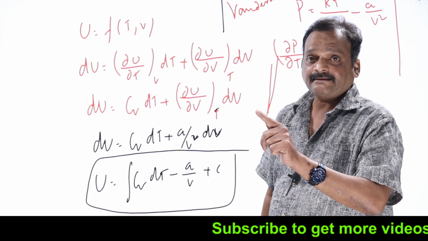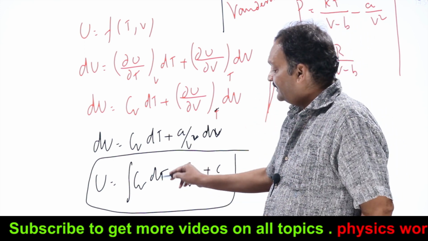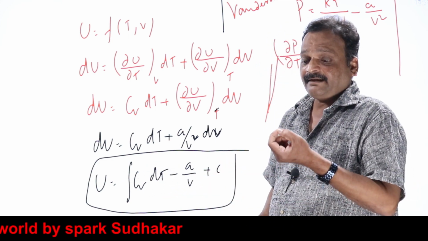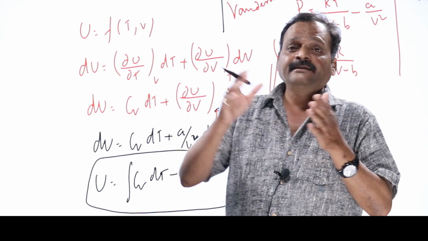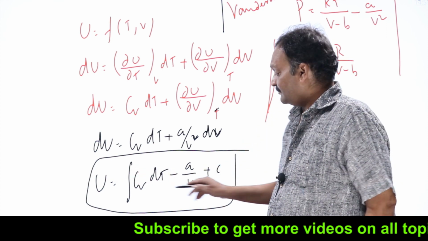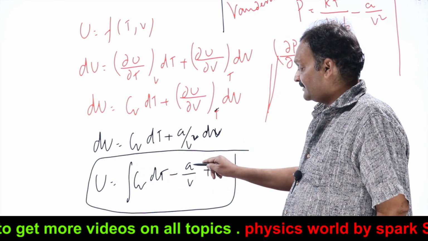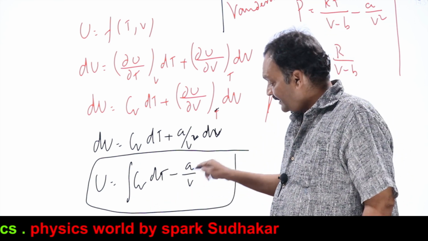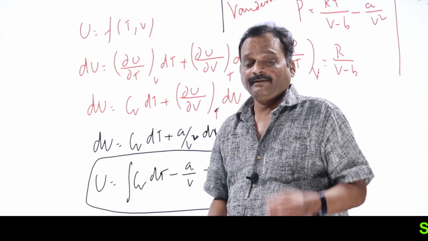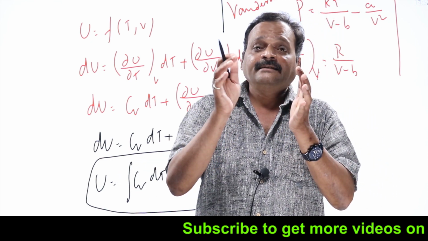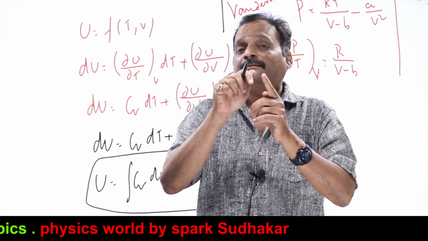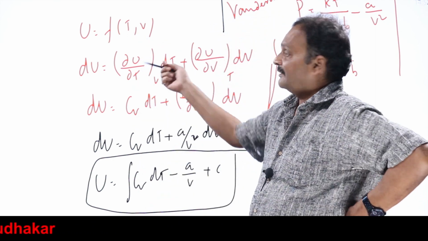In an isothermal process, when you keep temperature constant, dT is equal to 0, the first term vanishes, and U equals minus A by V. For a real gas or van der Waals gas, as volume increases, because of the minus A by V term, internal energy increases. A by V alone would appear to decrease as volume increases, but it is minus A by V, isn't it? Therefore, as volume increases, internal energy also increases. For an ideal gas, as volume increases, internal energy remains constant at constant temperature. That is the significance of the first energy equation.